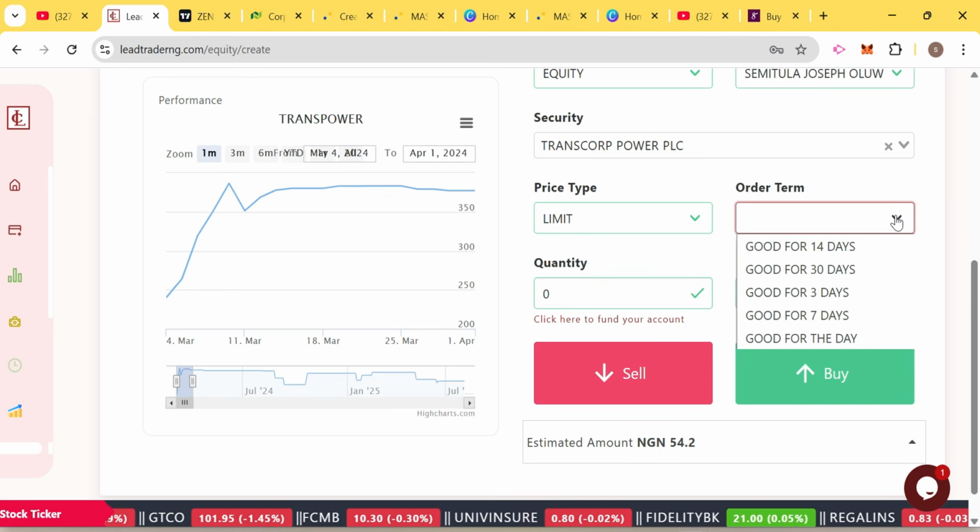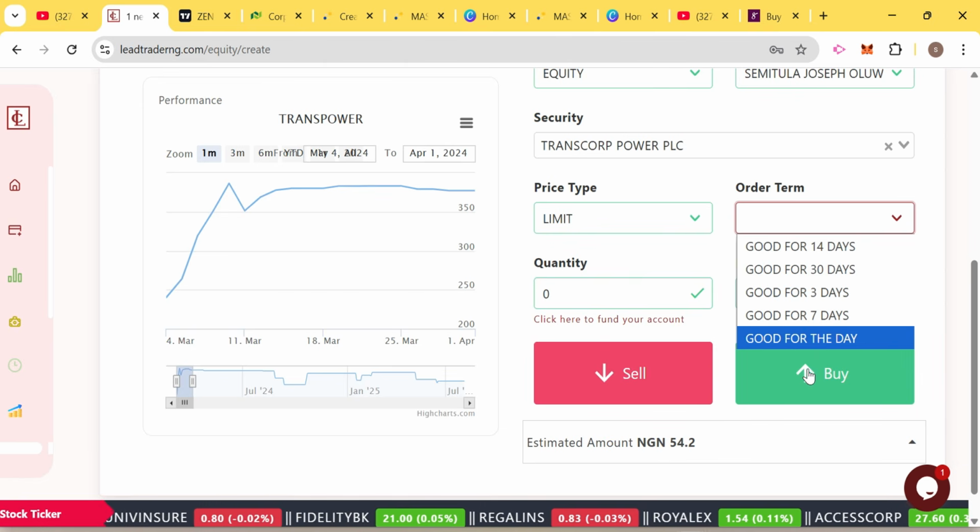So we have good for 30 days. What you are saying is, if Transpower comes down to 200, and if it does not come down to 200, always replace my order. Let my buy order be active. You can use it for a sell order also. The same thing we are doing, you can use it for sell. That's why if you check below, you see the buttons buy and sell. You look at it here, buy and sell.